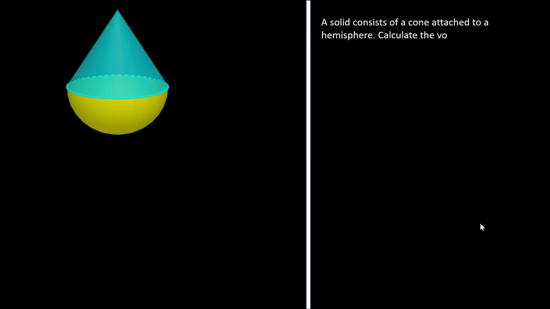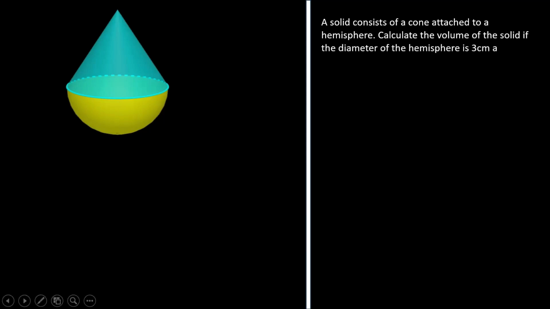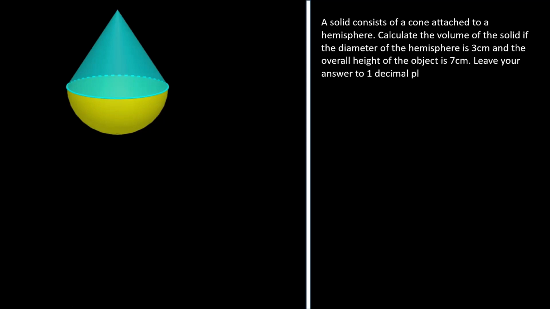If we are told that a solid consists of a cone attached to a hemisphere, calculate the volume of the solid if the diameter of the hemisphere is 3 centimeters and the overall height of the object is 7 centimeters. Leave your answer to 1 decimal place. So this is the question. Now, this question is going to help us to explore all the possibilities, explain all the required steps needed in order for us to get the volume of this compound shape so that we can still apply this knowledge to solving other compound shapes. Let's go.